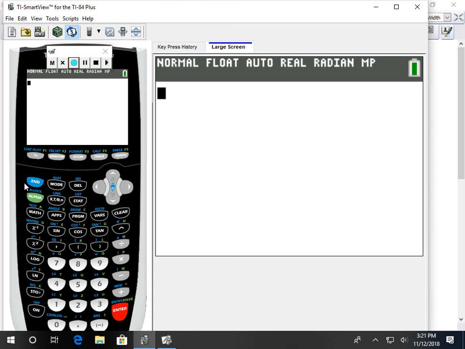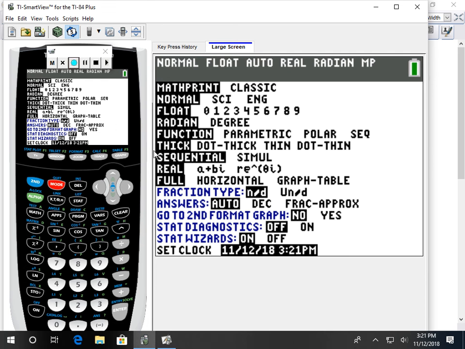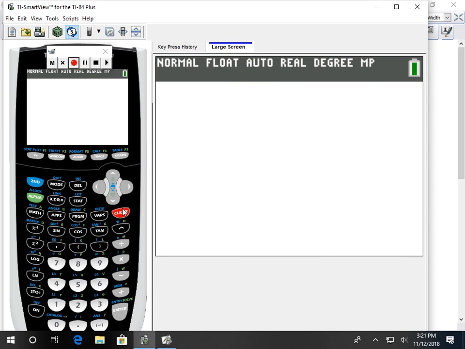So to set my calculator in degree mode, I'm going to click the button here that says mode. And I'm going to go down here where it says radian or degree. I'm going to arrow over because I want degrees. So I'm going to hit enter so that I highlight degrees. And then I can just clear this page and it will save that setting.